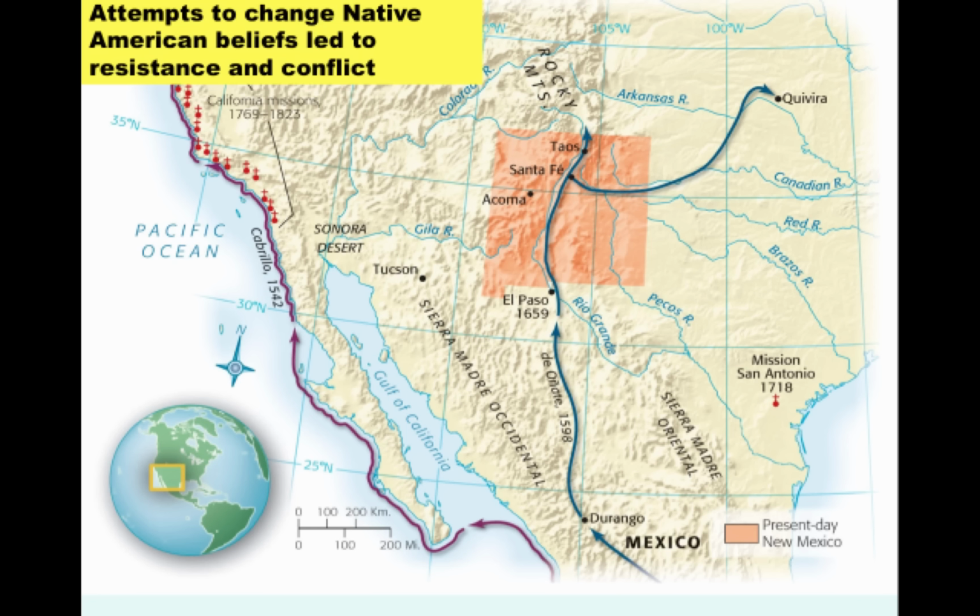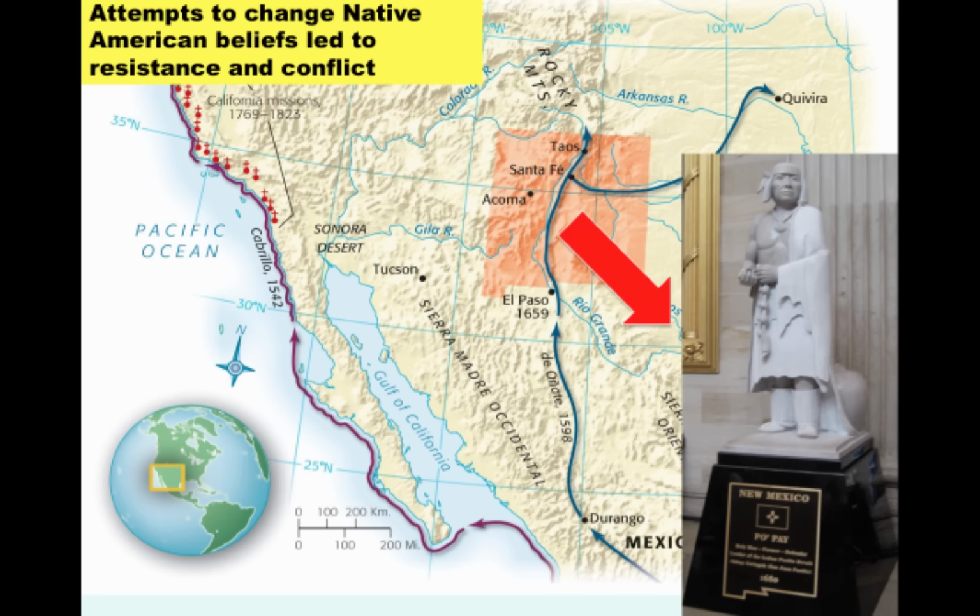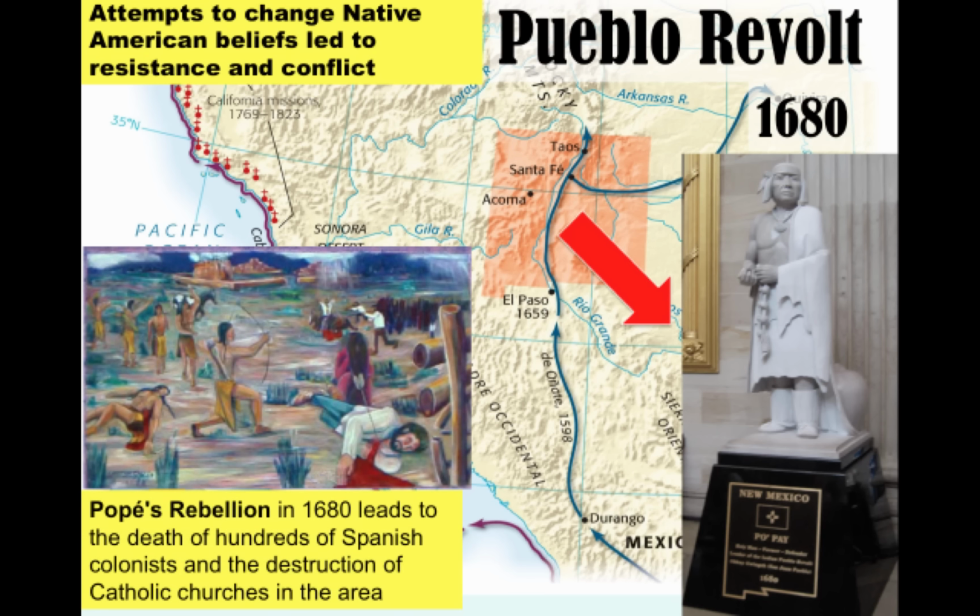Another important point to note is that attempts to change Native American beliefs led to resistance and conflict. On this map, you can see later on the missions that are going to be established throughout the coast of California, but also in places such as present-day New Mexico. Native Americans are going to resist this colonization, and in what is today New Mexico, a Native American leader by the name of Pope is going to lead a revolt known as the Pueblo Revolt in 1680. This revolt leads to the death of hundreds of Spanish colonists and the destruction of Catholic churches in the area, as Native Americans are rejecting this colonization.